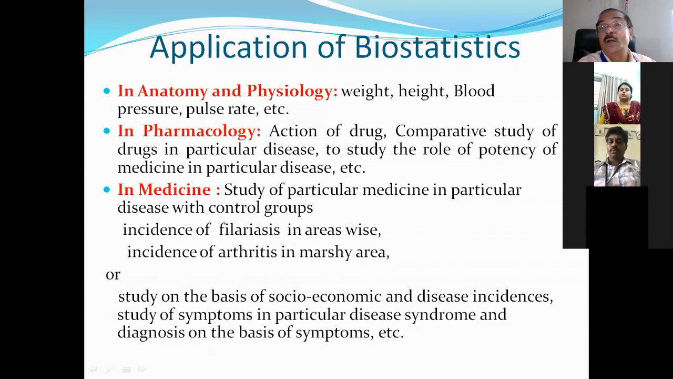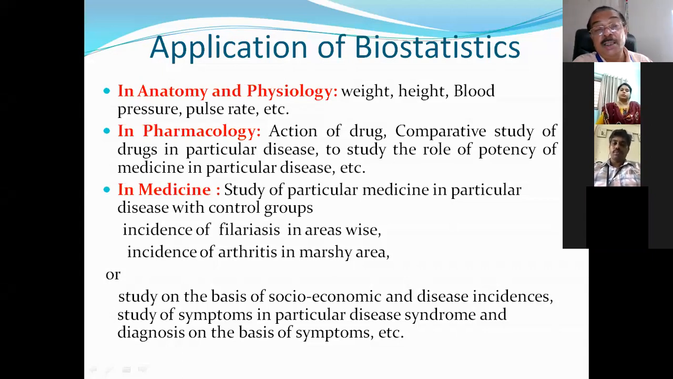I will discuss in the next class what the control group is. Likewise, the incidence of filariasis area wise: what are the areas where filariasis is available, or where persons get affected with filariasis, or the incidence of arthritis in marshy areas. What is the difference if somebody is residing in a dry and hot area, and what is the difference in arthritis patients living in a marshy area?